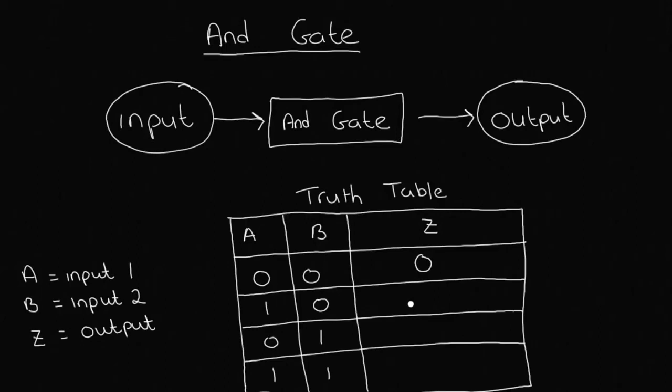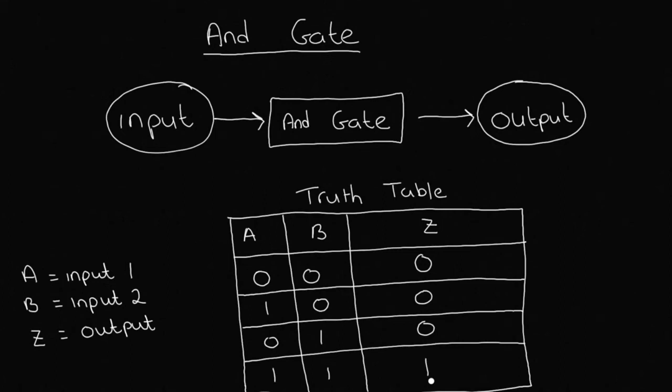Then moving on to the next example, 1, 0. Again, they're not both 1, so this would be 0. Then moving on to the next one, again, they're not both 1. So it will be 0, and then finally our inputs 1, 1 will give us a result of 1. And this is our truth table completed for an AND gate.